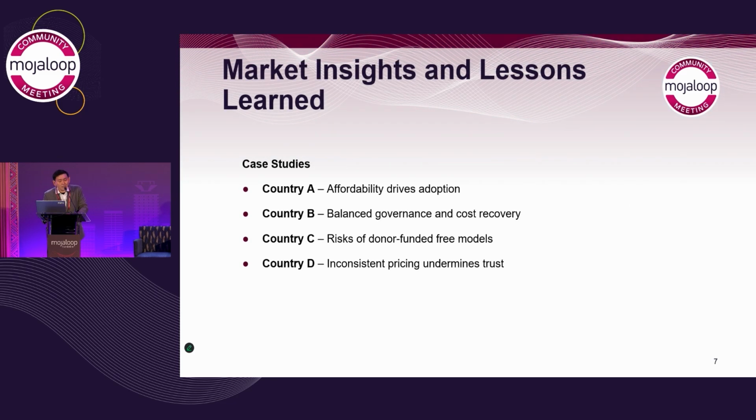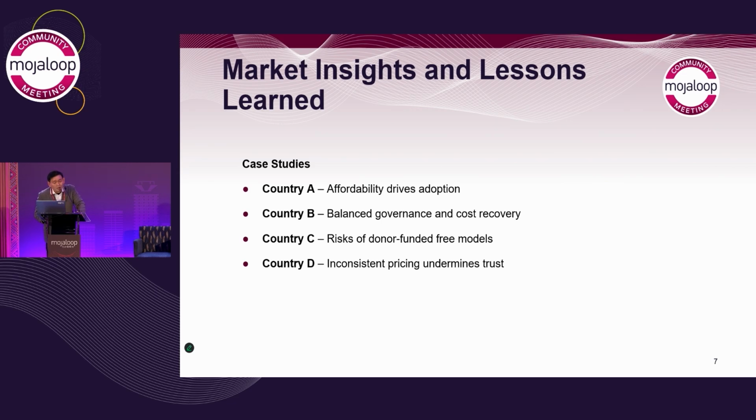Now let's look at what we can learn from other markets. We analyze several countries to understand the real-world impact of different pricing strategies. So the first one, country A. The lesson was clear: affordability drives adoption. Actually, they use a two-tier approach. They make small value transfers highly affordable to drive adoption, while generating revenue from high value transactions. This is for country A.